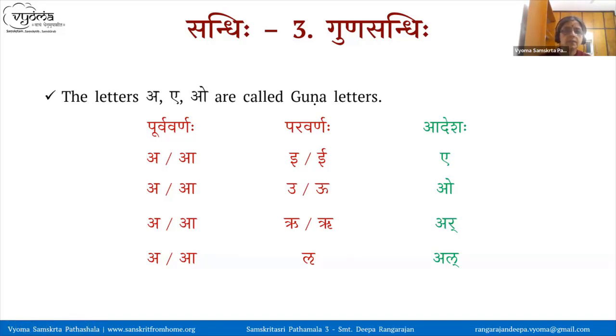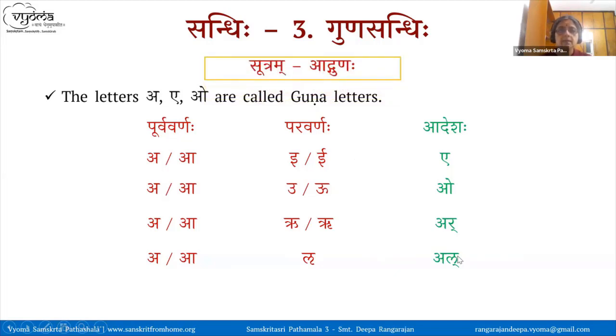For all the types of Guna Sandhi, the first letter should be either Akara or Akara. And when it is followed by I or I, it becomes E. U or U, it becomes O. R or R, it becomes Ar. And L, it becomes Al.